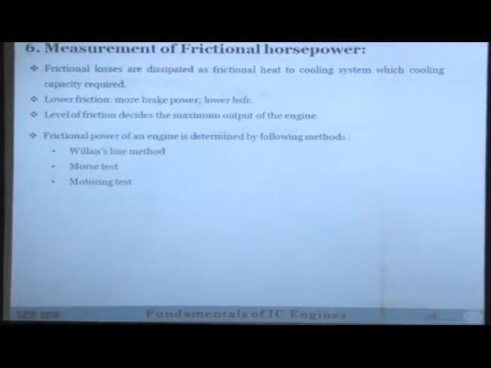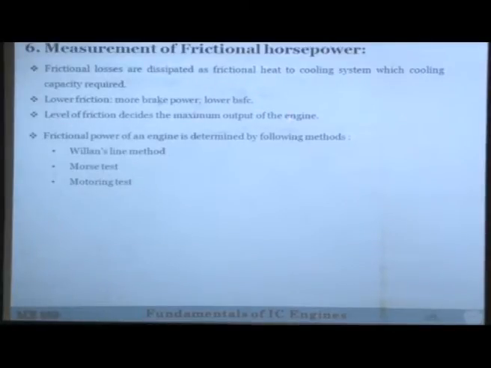So frictional losses are dissipated as frictional heat to the cooling system. Lower friction means more brake power and lower brake specific fuel consumption, and that's what we want. Ultimately, at the end of the day, we want to design an engine which has lower friction so that we can get higher power output, more power will be available at the shaft end, and you will have lower fuel consumption per unit power produced, right? So that's what we want.